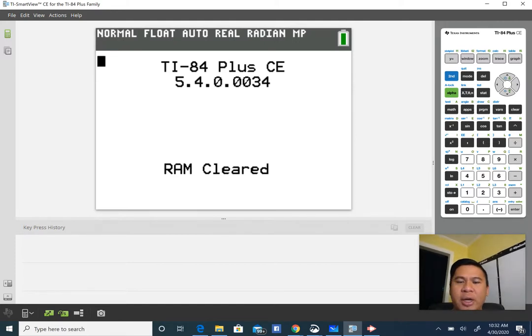Last time we graphed a sine function. This time we're going to graph a cosine function. So make sure that your calculator is cleared. That's second plus 7, 1, 2 to clear it. Also make sure that on top it says radians. That's the default setting for our calculator anyway.